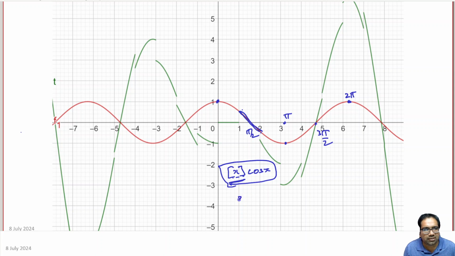Between 2 and 3, what is happening? This becomes 2 cos x, right? So, the cos x graph taken between 2 and 3 is multiplied twice. Whatever this point is, if it is 0.4, it becomes 0.8, if it is 0.6, it becomes 1.2, if it is 0.8, it becomes 1.6, whatever. So, this part is multiplied twice. That's why it has become more negative.